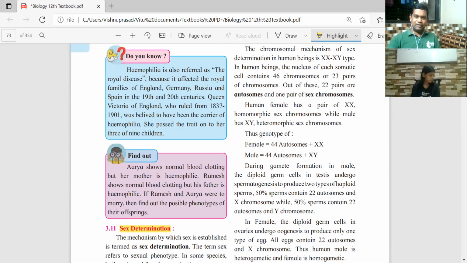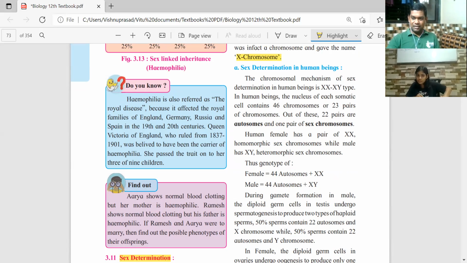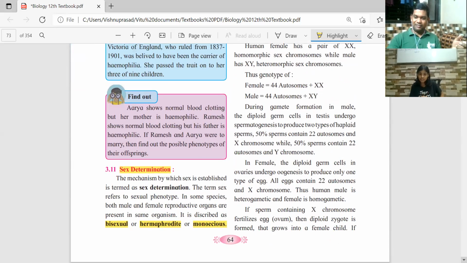In the case of human beings, when you talk about the females, they are said to be homozygous, because XX है ना. But in males में it is XY, तो उसको बोलते हैं hemizygous. That's the word. Hemizygous. HEMI.